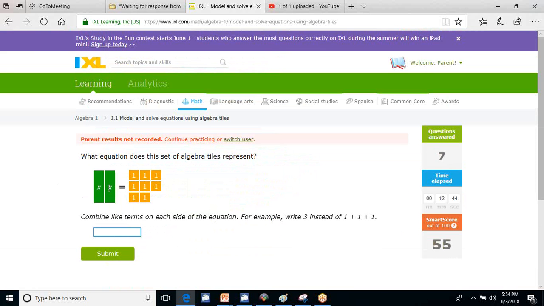What about this? x plus x is 2x, and then that's equal to how many tiles? 8. That's equal to 8. So 2x is equal to 8.